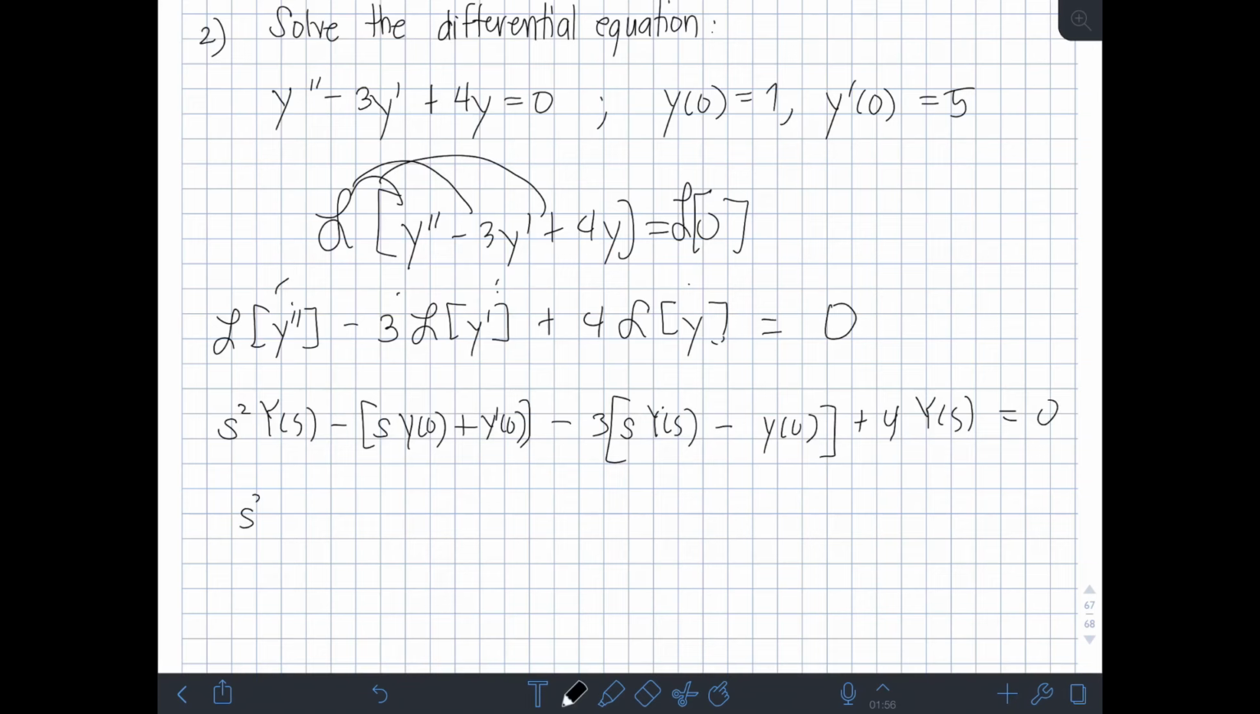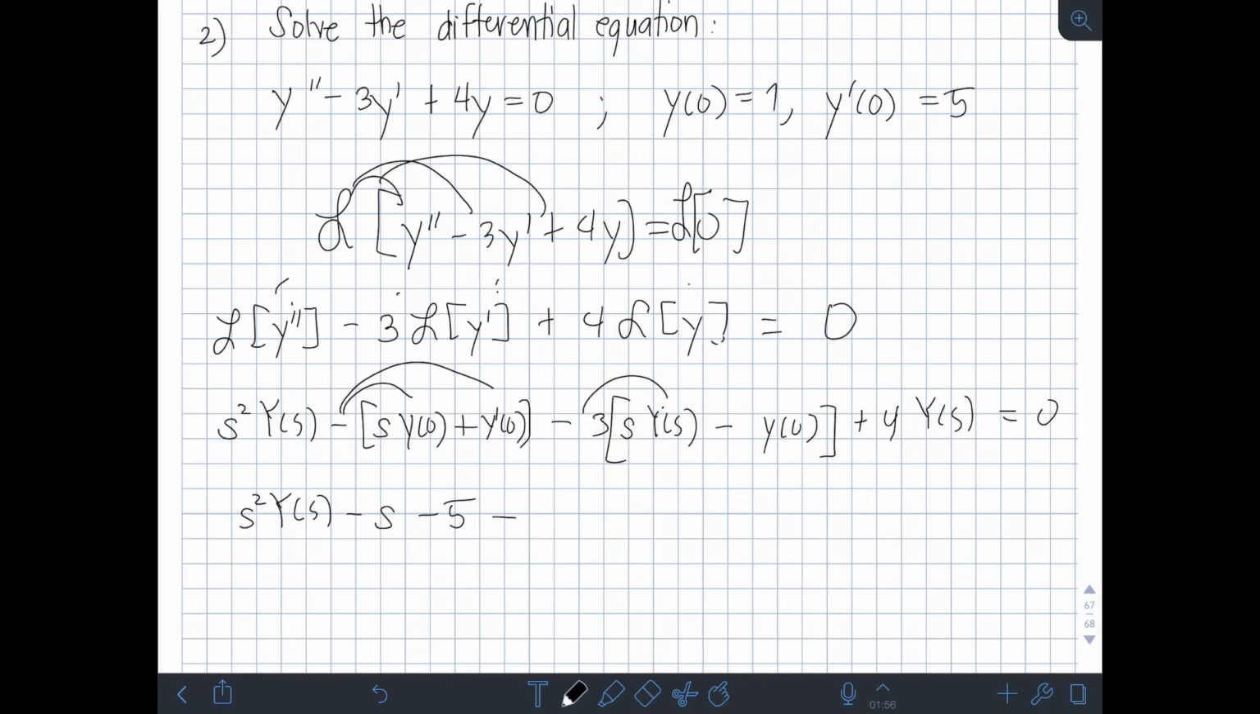So, substitute natin lahat ng value. So, s squared y of s minus, distribute ko ng negative s times, anong y of 0? 1. So, parang 1s or simply s. Tapos ito, negative, y prime of 0. Anong y prime of 0? 5. So, parang negative 5.